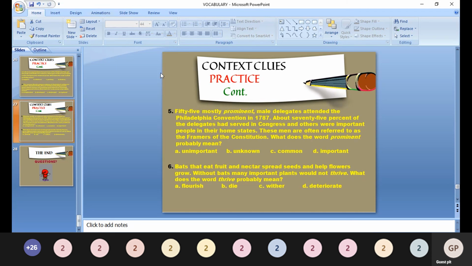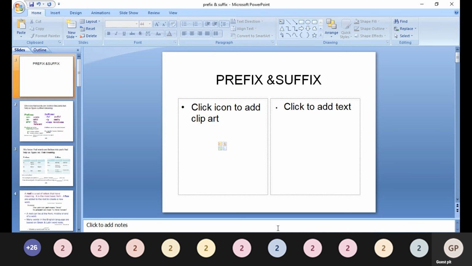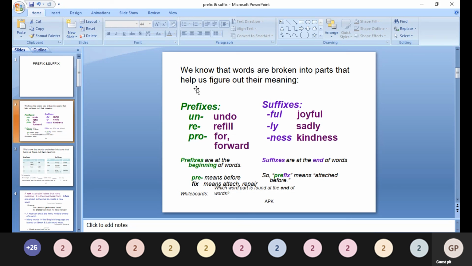Okay, now I'll show you another way of finding out the meaning of a word, through prefix and suffix. This is another way to find out the meaning of words that you don't know. We know that words are broken into parts that help us to figure out their meaning. So the words are broken into parts.